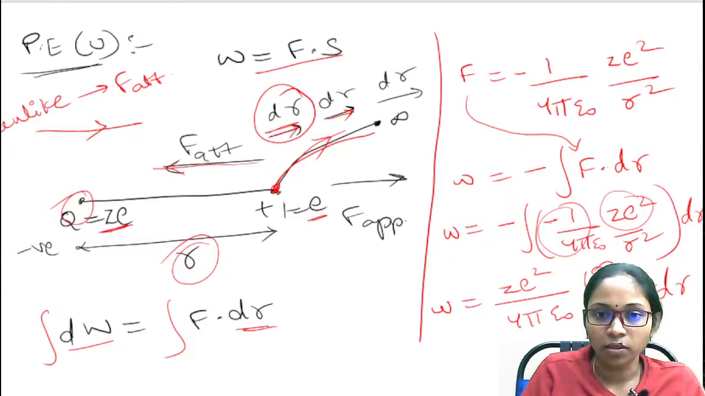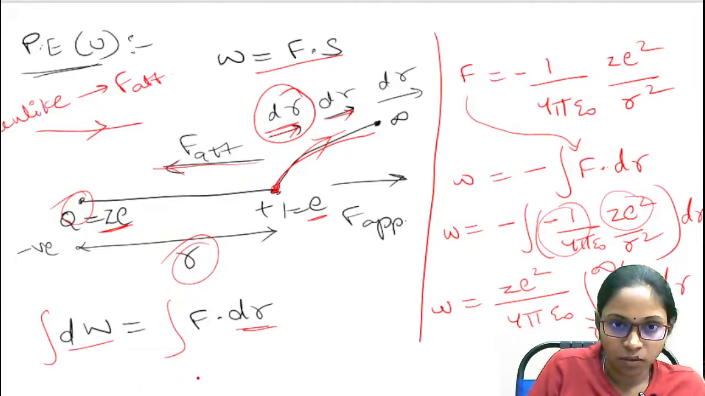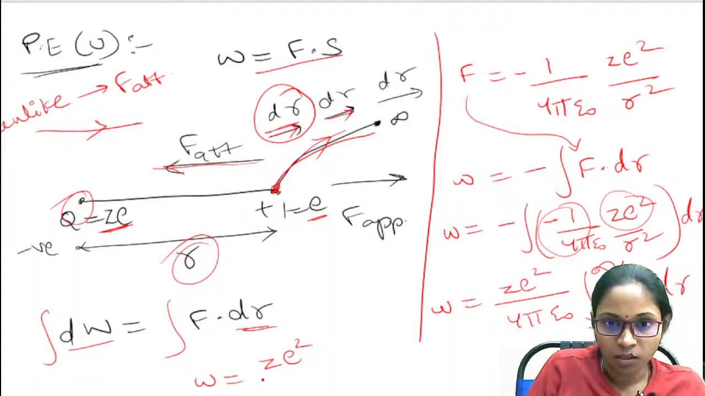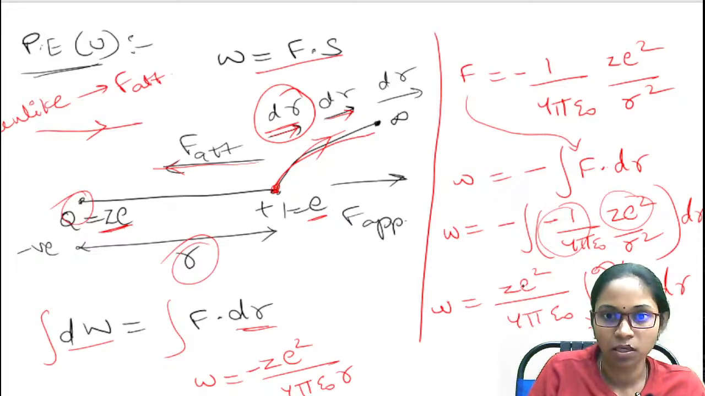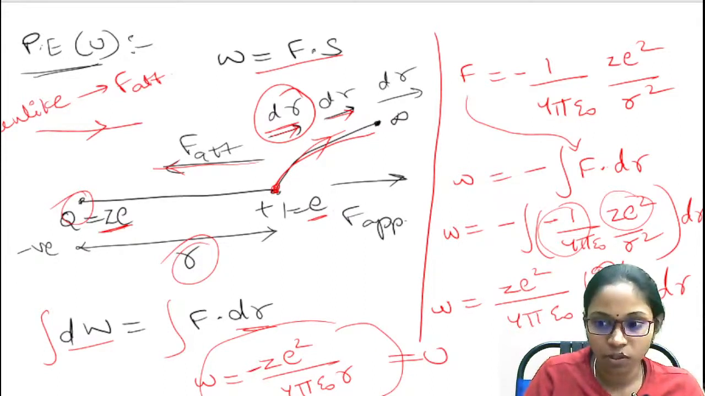If you integrate this, see this is 1 by r square, right? Integration of 1 by r square is minus 1 by r. So we will have the work done formula as Ze square by 4 pi epsilon naught into minus 1 by r. This work done is stored in the form of potential energy. This is the potential energy, and here we have a minus sign. Is your doubt clear?